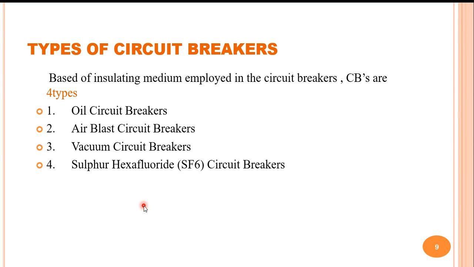So, depending on the insulating medium used in circuit breakers, the circuit breakers are classified into different types. There are mainly four types. They are oil circuit breakers, air blast circuit breakers, vacuum circuit breakers, and sulfur hexafluoride or SF6 circuit breakers. In the next video, we can see these types of circuit breakers in detail.